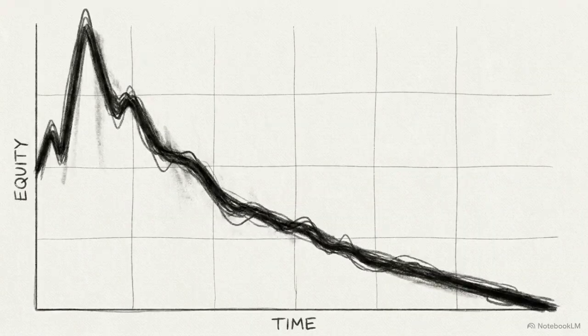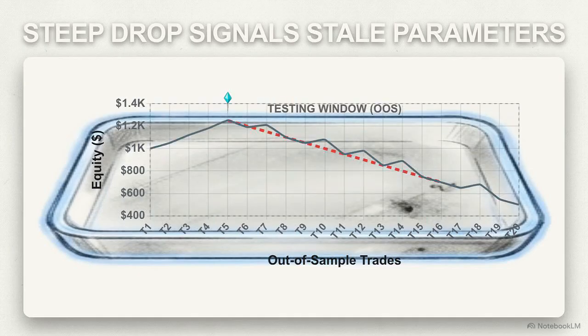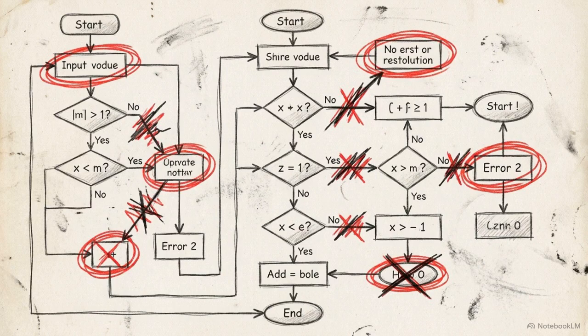We must also track the degradation rate. This is the slope of the profit over time. If the performance in the testing window drops off sharply, it tells us how quickly the optimal parameters become stale. A high degradation rate suggests you need more frequent reoptimization or a more fundamental overhaul of the strategy logic.